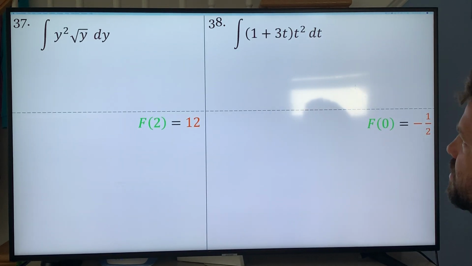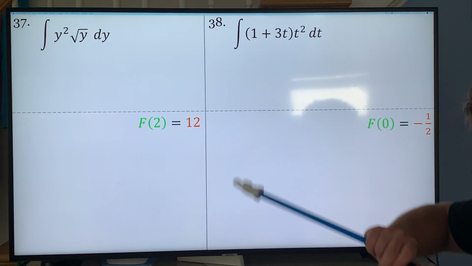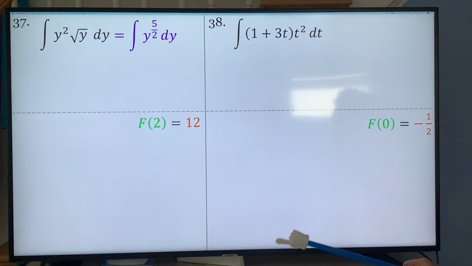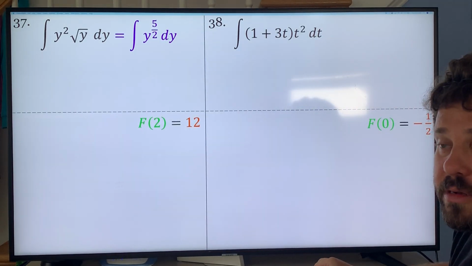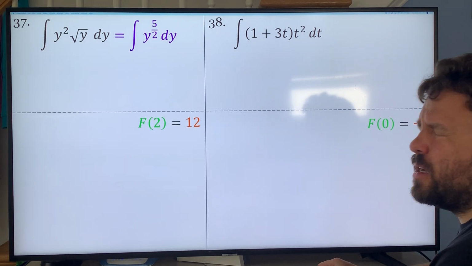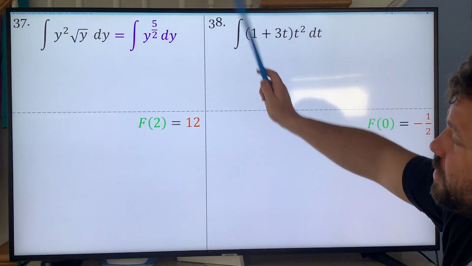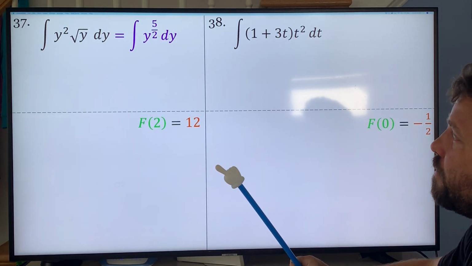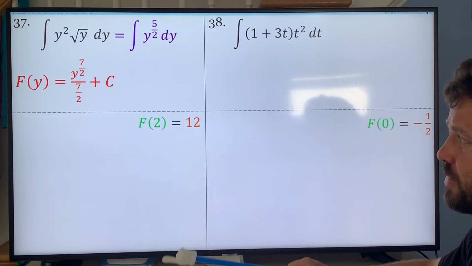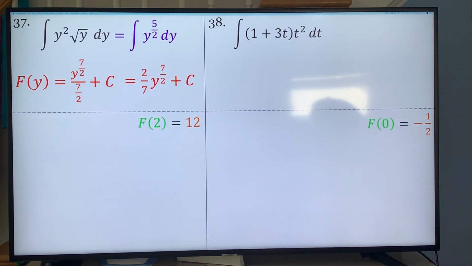All right, 37. You have to distribute. Y squared times y to the 1/2. So that's 4 over 2 plus 1 over 2 is 5 over 2. That's how you get that. 5 over 2 plus 1 is 7 over 2. Divided by 7 over 2. Reciprocal of 7 over 2 is 2 sevenths. Y to the 7/2 plus c.